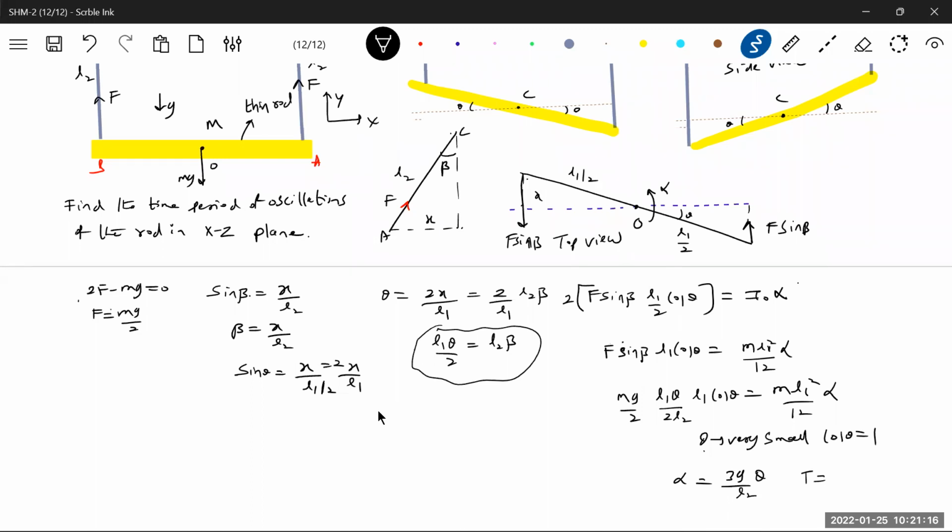Then the time period of oscillations will be... this replacement we have done. Sine beta will become beta. I'll do one thing, we'll write this is theta. Beta very small.